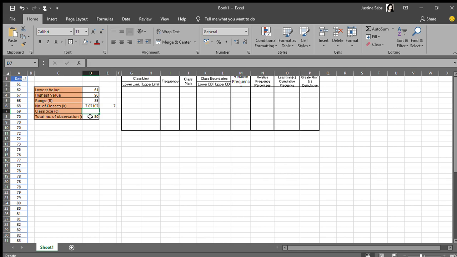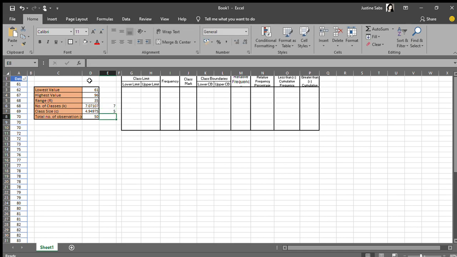Next is the class size or the class width. In computing the class size, we have to find the ratio between the range and the number of classes. The number of classes we will use is not the rounded-off one, but the actual computation for the number of classes. So that is equivalent to range divided by number of classes. Then enter. We have 4.94. Since our values are whole numbers, we have to round off the value. So that is 5.